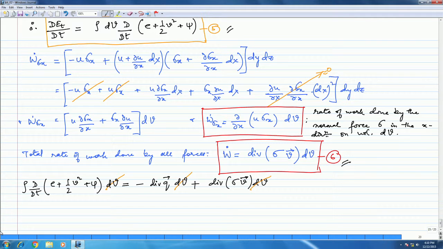So the left hand side is the total change in energies. The second term on the right hand side is the energy supplied due to conduction, and this is the work done by surface forces, right.